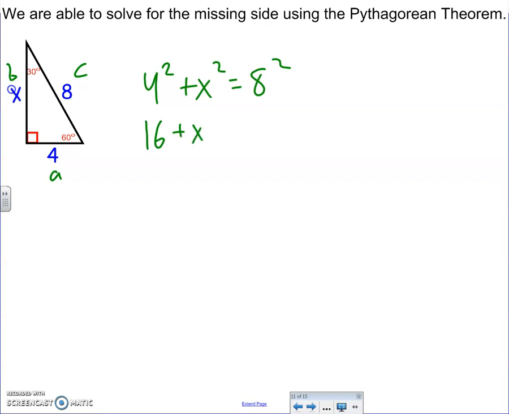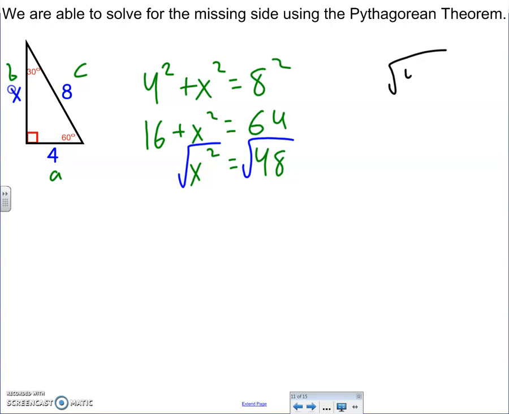16 plus x squared equals 64. Subtract 16, I get 48. Square root both sides. 48 is not a perfect square, so I have to do the tree branch method. I can do 16 times 3. I can do 4 times 4. I'll teach you a trick.